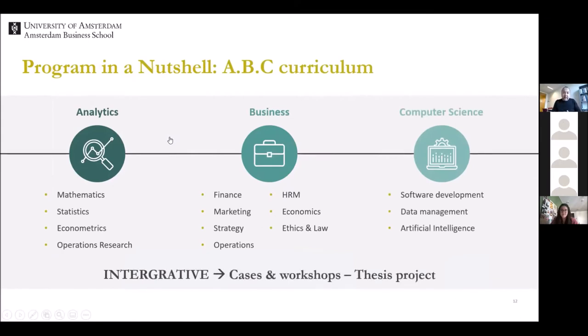A means analytics, B business, and C computer science and programming. This is a quite unique curriculum that we have developed. We have spent a lot of time developing and improving it. So we try to have this very well balanced curriculum, which can teach you different pillars of business analytics and data science. On the one side, we have analytics, which refers to mathematics, statistics, econometrics, operations research, and also probability theory. So this will give you the skills and knowledge to analyze the data, the mathematical knowledge.